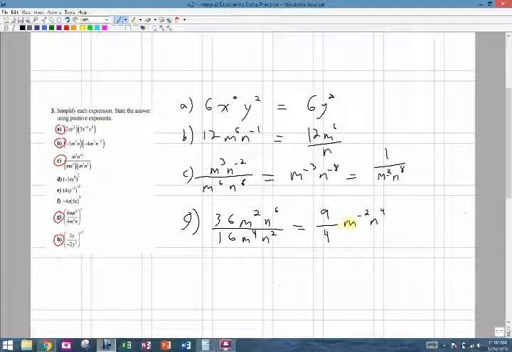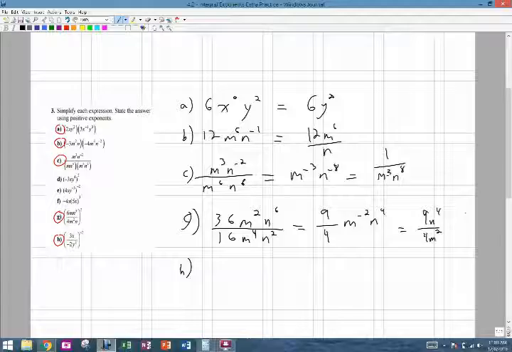So now we just have to pick which one goes at the top and which one goes at the bottom, essentially. The positive exponent stays on top, stays with the numerator. So I get 9n to the 4 over 4m to the 2. We flipped the m's to the negative 2 to the bottom and made the exponent positive.